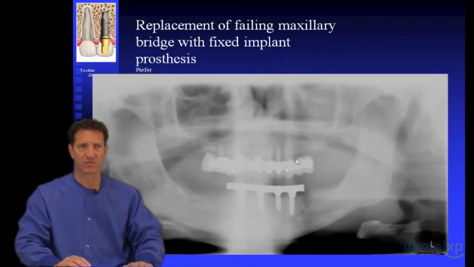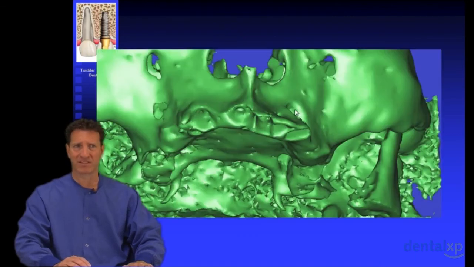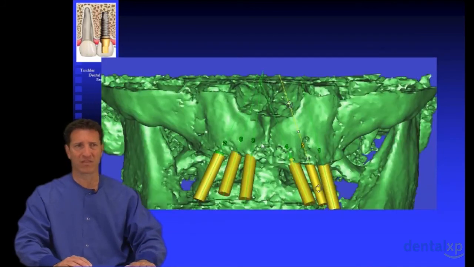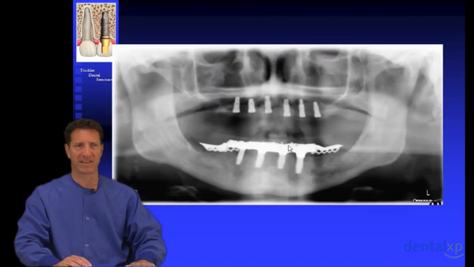So here's a case where I am replacing a maxillary bridge with a fixed prosthesis. Same steps. So I'm going to basically take a CT after the teeth are removed, and I see that, because of the patient's lip line, I could place these implants. There's adequate bone, and my CT module will review that. And I'm now going to place my implants. And here's my 6 fixtures that I placed.